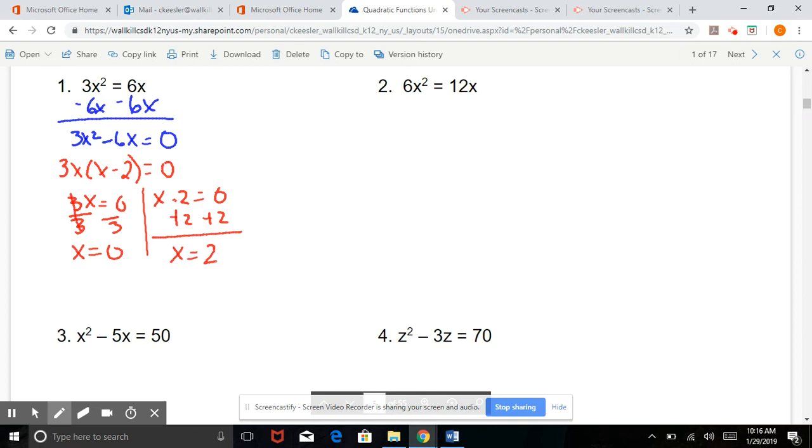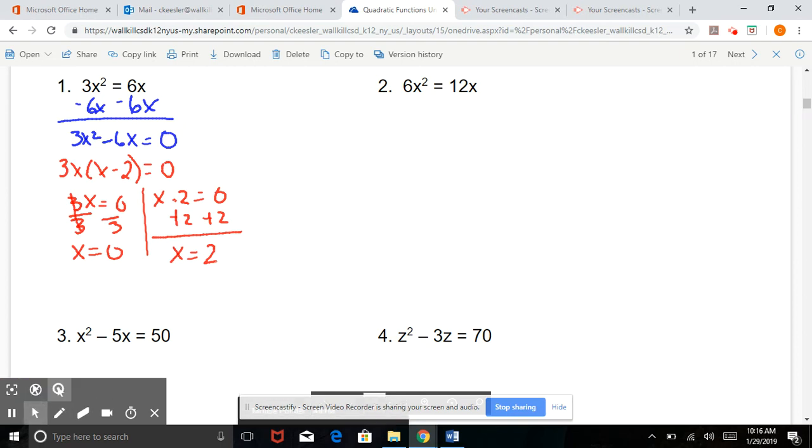I can plug those back in to prove that I've got it correct. 0 squared is 0, times 3 is 0. 6 times 0 is 0. Both sides equal 0, therefore 0 is a solution. Plug in the 2. 2 squared is 4, and 3 times 4 is 12. 6 times 2 is also 12, therefore 2 is also a solution.